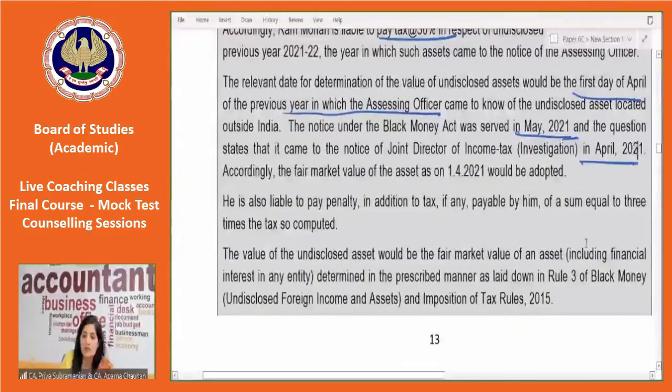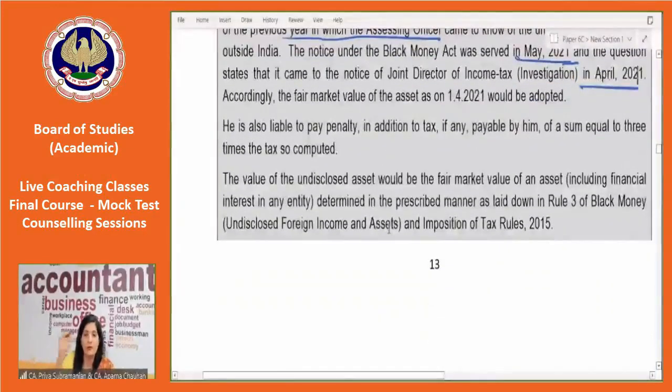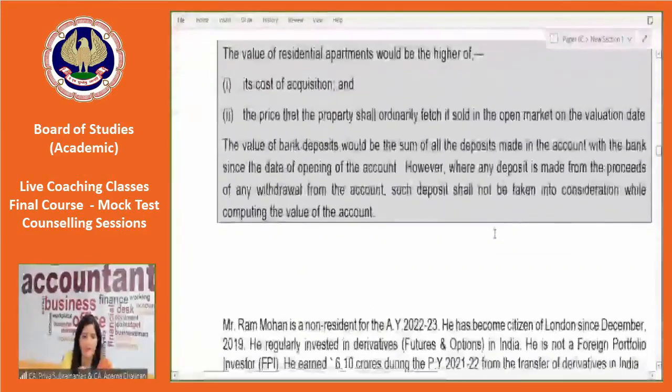Here, he is also liable to pay a sum equal to 3 times the tax to compute it. We already computed that in the MCQ. Now, the value of undisclosed assets would be the fair market value. You have to specify the procedure which is given in the study material also. You have to bring it out here, right? This is the procedure that has to be followed for computing the value of the undisclosed asset.